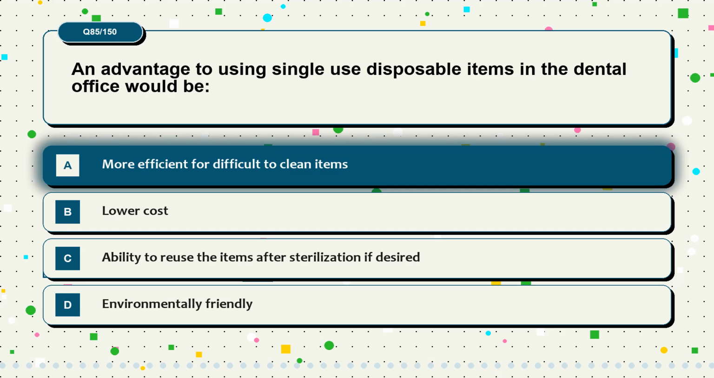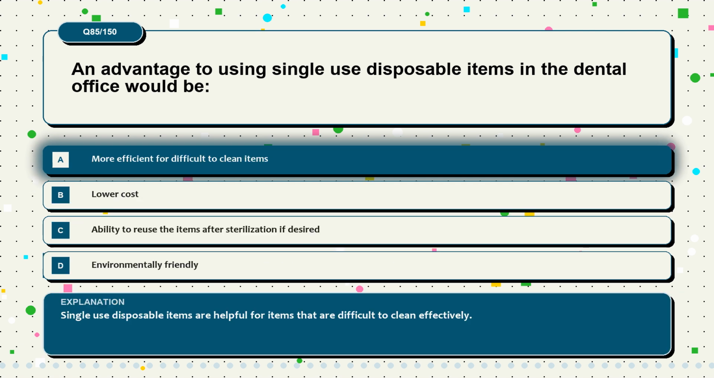The correct answer is option A. More efficient for difficult-to-clean items. Single-use disposable items are helpful for items that are difficult to clean effectively.